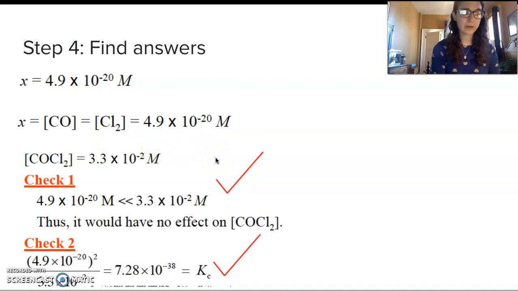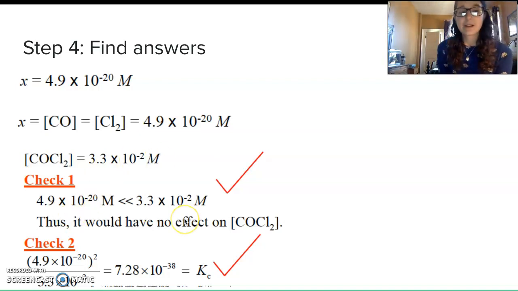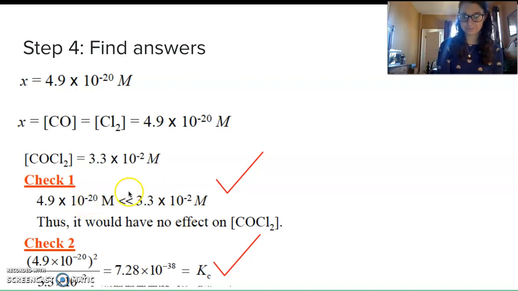And then we go through our two checkpoints. So the first checkpoint, 4.9 times 10 to the negative 20 is much less than 3.3 times 10 to the negative 2. You know, negative 2 is a lot larger than negative 20. So it should have no effect on COCl2.